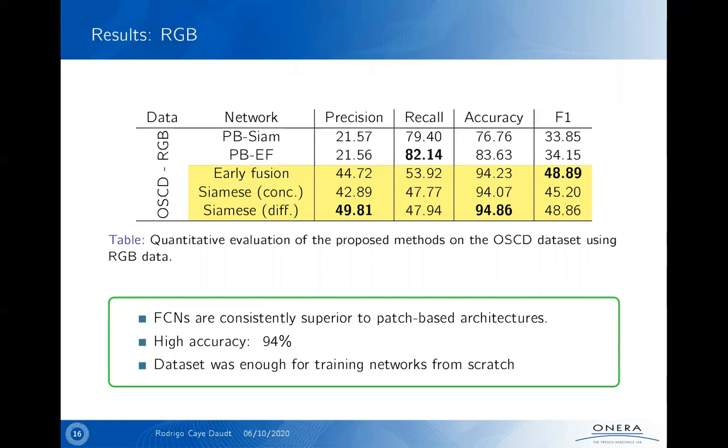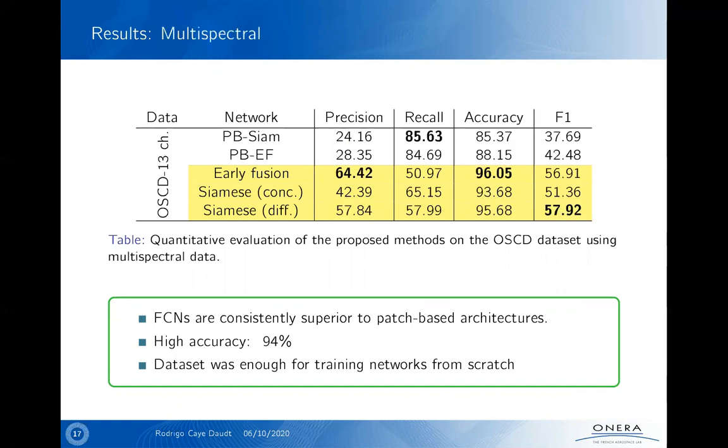So here you can see that the accuracy is pretty high. It's about 94 for all the approaches. The F1 score, which is a harmonic mean between precision and recall, is pretty good. The first two lines are some other earlier architectures that I do not have the time today to explain, but they're just simpler versions of this one.